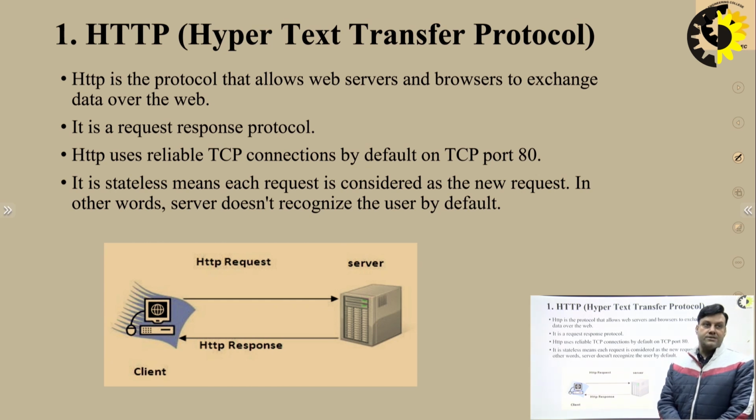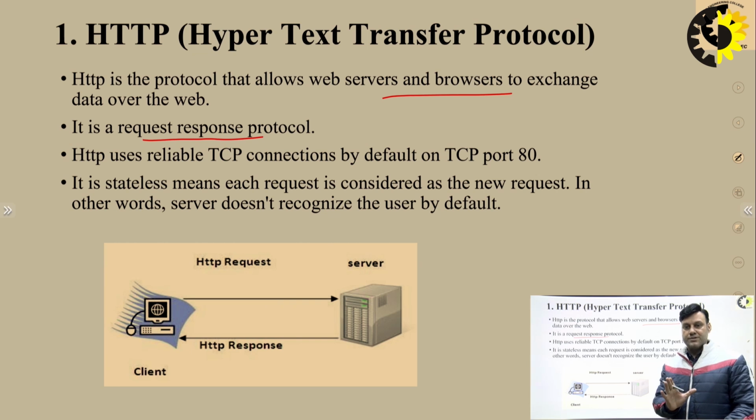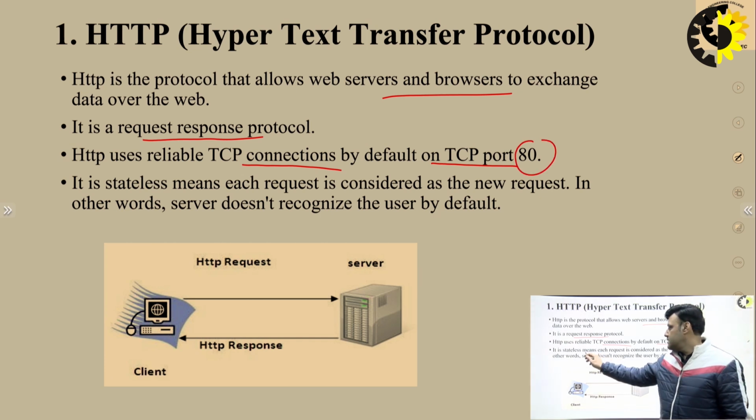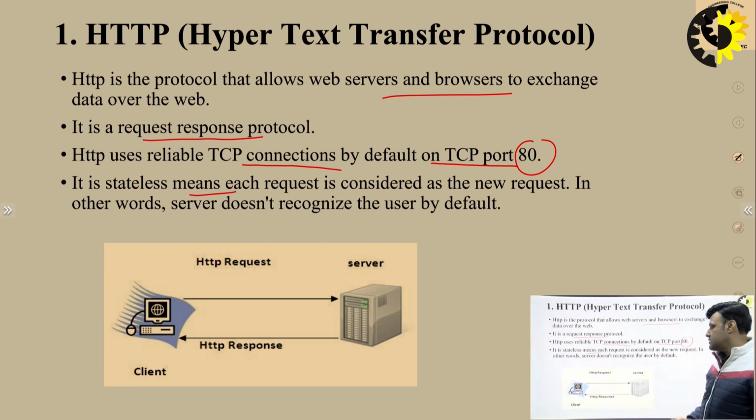So what is HTTP? This is a type of protocol that allows web servers and browsers to exchange data. It is a type of request response protocol, meaning a request is sent to the server and a response is received. As I have already said, it is a type of interpreter through which web pages can be seen by a client. HTTP uses reliable TCP connections by default on TCP port 80. This is the default port. It is stateless, meaning each request is considered a new request. You can see this with the help of a simple client server architecture.